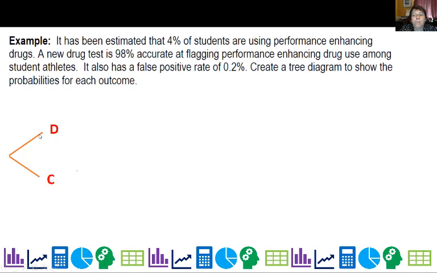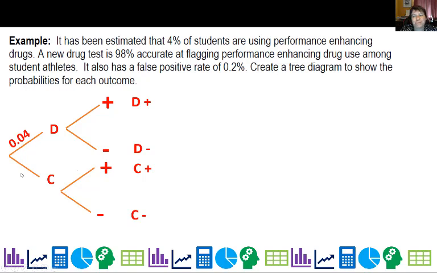And we said about 4% of the students are taking the drugs. And then after that, we create the next outcome, which is either they get a positive or a negative drug test, and same if they're clean. We know about, and there's your outcomes. They're either taking the drugs with a positive outcome, they have the drugs with a negative outcome, they're clean with a positive drug test, and clean with a negative drug test.